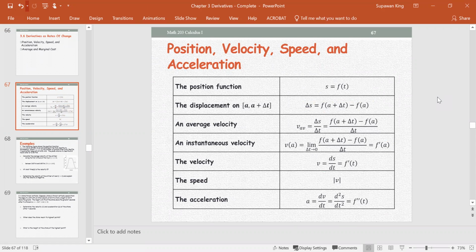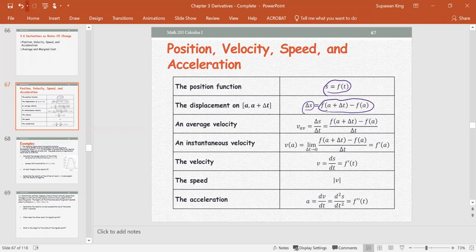The position function uses the notation s equals f of t. The displacement, which is the change in position between t equals a and t equals a plus delta t, is the change of the function, or f at a plus delta t minus f at a.